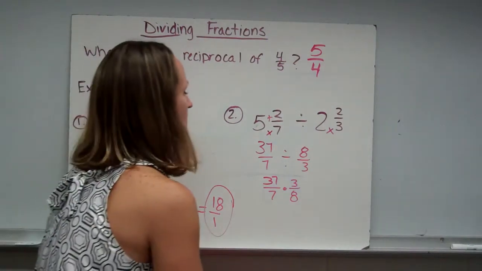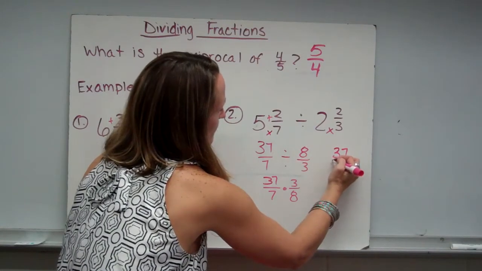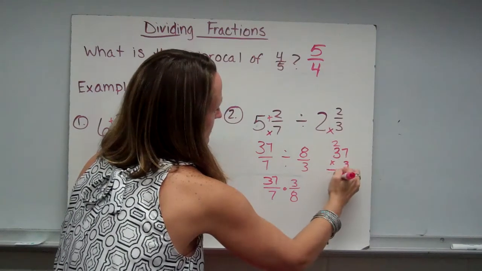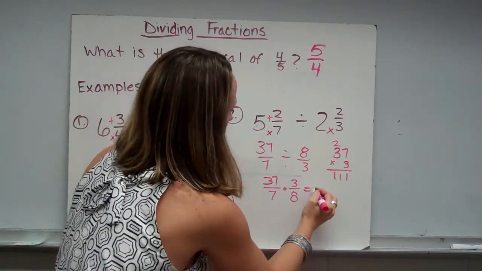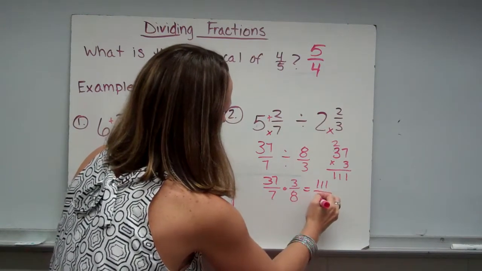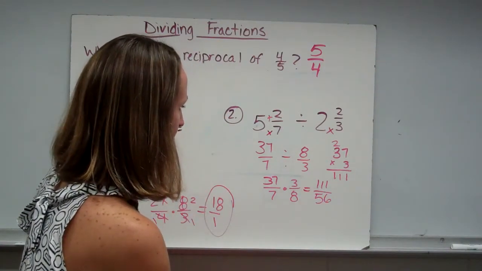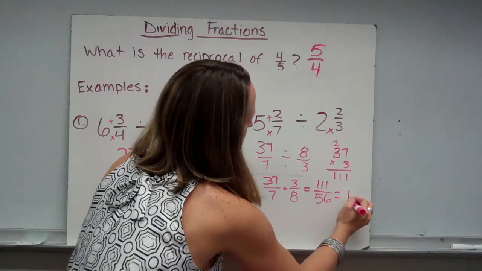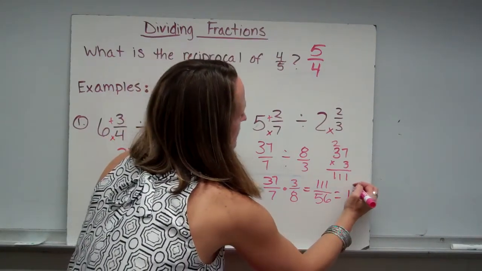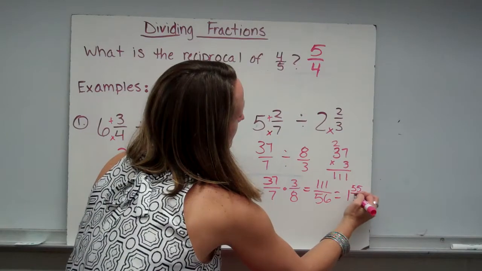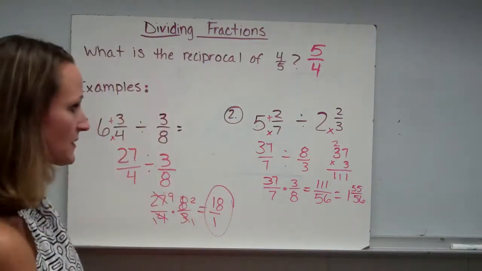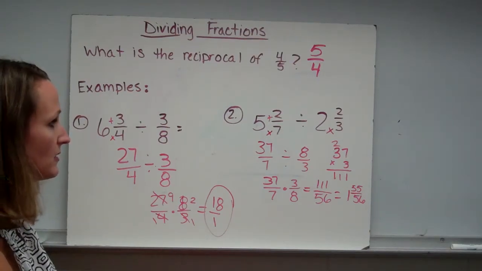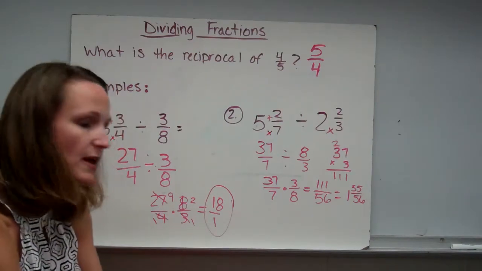Yuck, I cannot cross simplify this time, so I actually have to multiply 37 times 3. And I'm going to get 111 over 56. And 56 goes into 111 one time with 55 left over. Did I do that right? I believe I did.